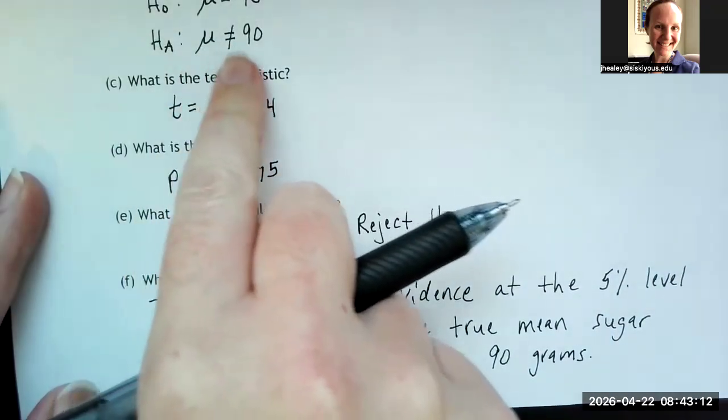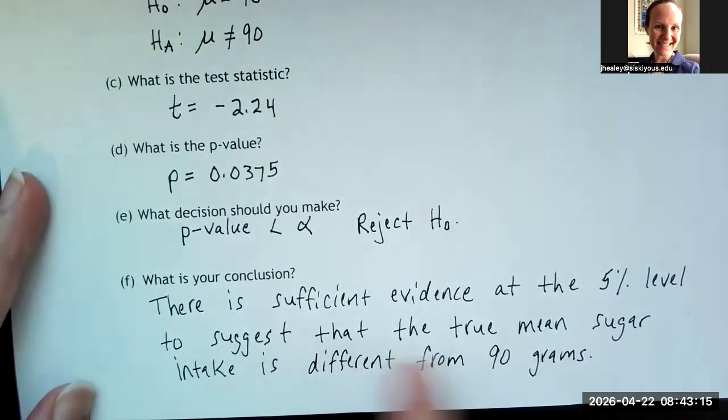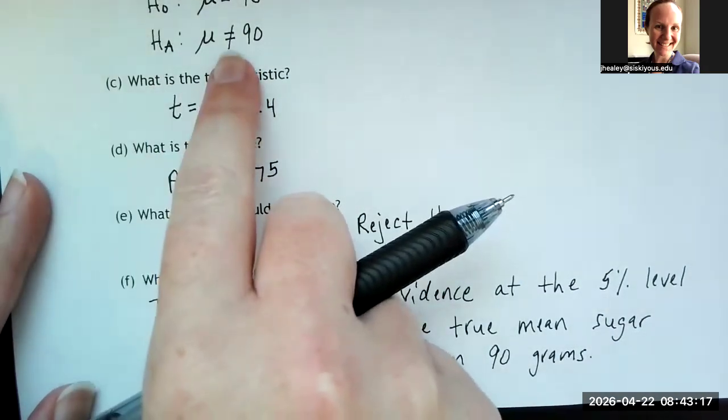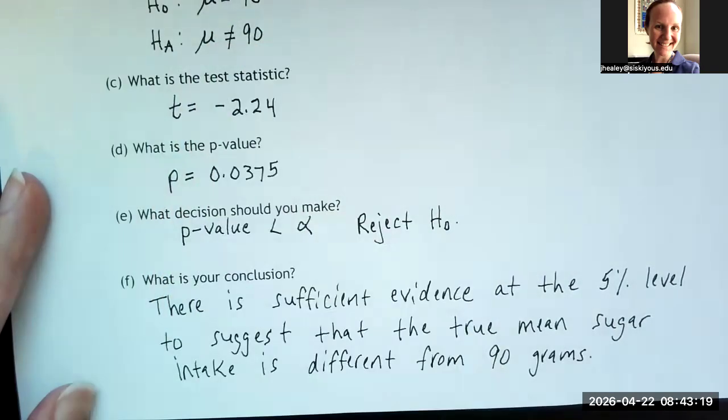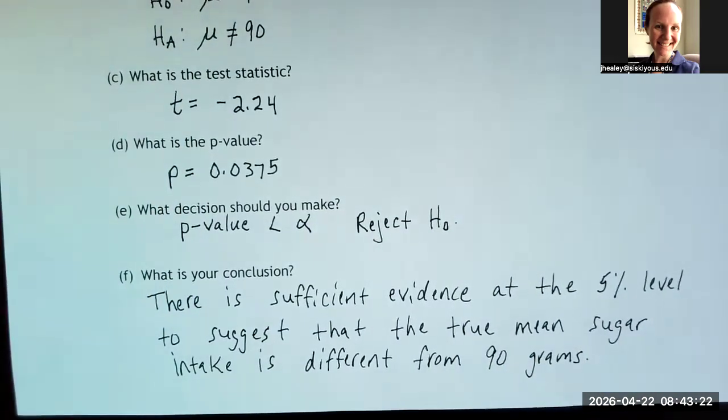So again, whenever we're trying to figure out what we're going to write, when we say to suggest what, go up to your alternative hypothesis, and we're saying it's different than 90 grams. All right, that was our last one.